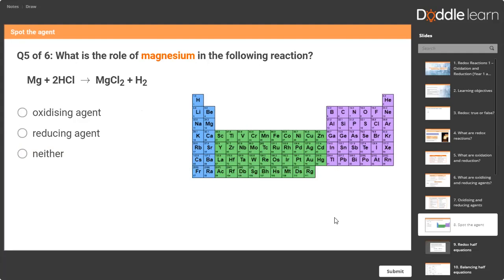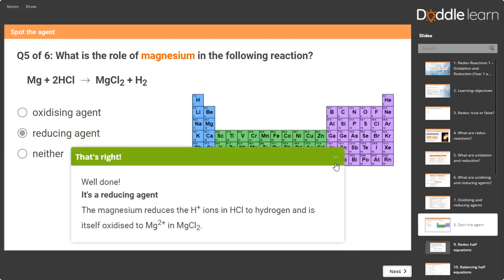The role of magnesium in the following reaction: we've got magnesium and hydrochloric acid going to magnesium chloride and hydrogen. Our magnesium in this situation is going to be a reducing agent, because it is able to go in and bond with our chlorine. It's a reducing agent because the magnesium reduces the hydrogen ions in HCl to hydrogen and is itself oxidized to Mg2+ in magnesium chloride.